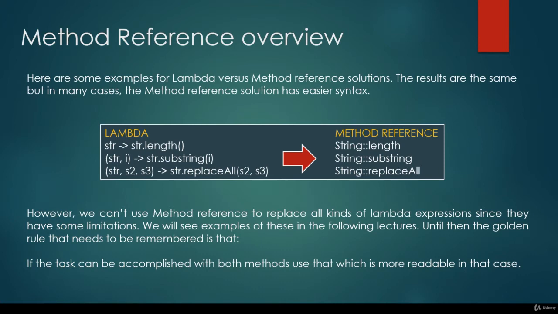So as you can see, it is more convenient and easier to use method references. However, we can't use method reference to replace all kinds of Lambda expressions since they have some limitations. We will see examples of these in the following lectures. Until then, the golden rule that needs to be remembered is that if the task can be accomplished with both methods, then use that which is more readable in that case. As far as I am concerned, I am a huge fan of method references. In the next lectures, we are going to talk about the concrete examples.